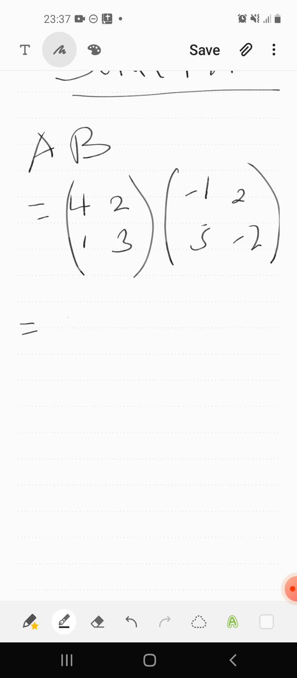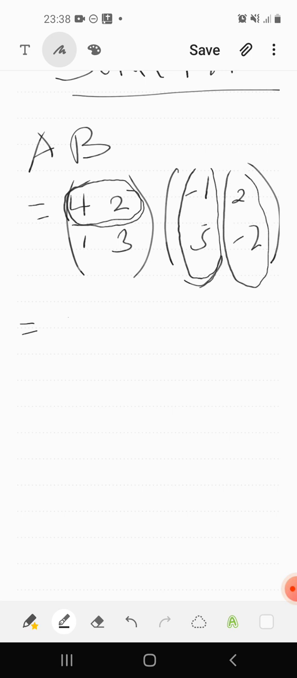You are going to multiply. Now look at how it works. When you are multiplying matrices, you take the first row. The first row will come and multiply the first column of the second matrix. So 4 will multiply -1, and 2 multiply what? +5. Then this same first row, 4, 2, will come and multiply the second column too. So 4 multiply 2 and 2 multiply -2.